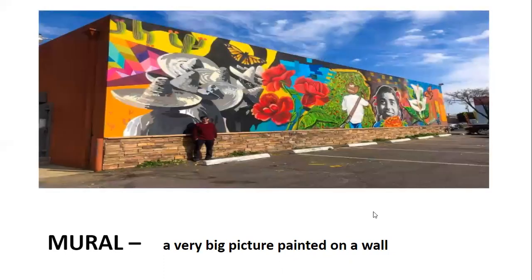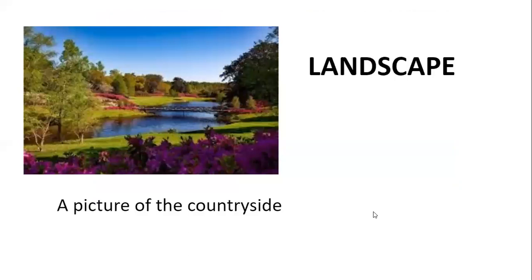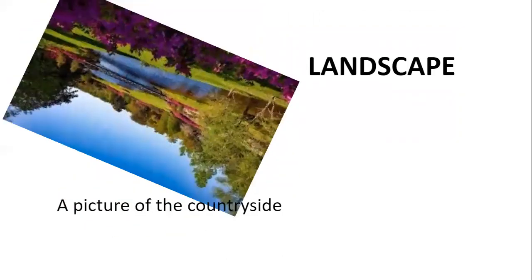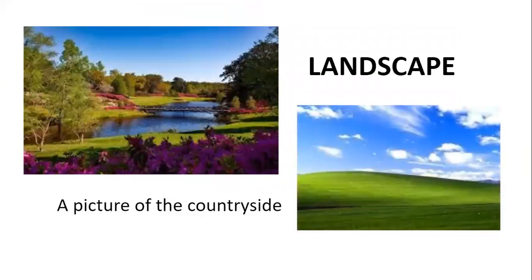Mural. What is a mural? A very big picture painted on a wall. Example, that is a mural. Another example, a big picture painted on a wall, a mural. How about landscape? What is the meaning of the word landscape? It is a picture of the countryside. So these are examples of landscapes.